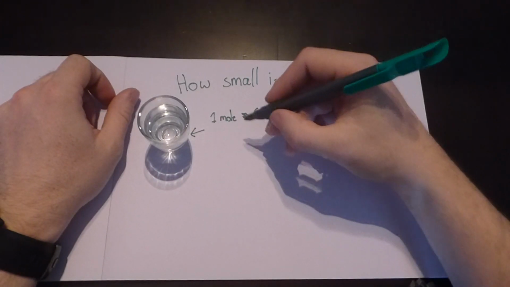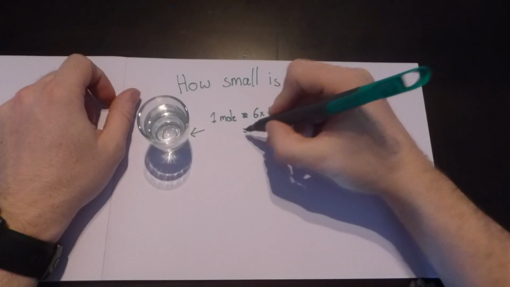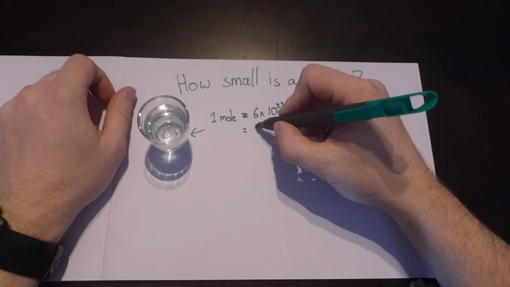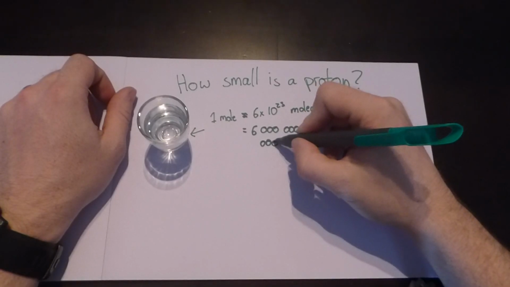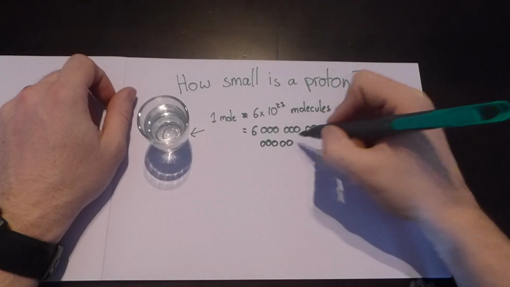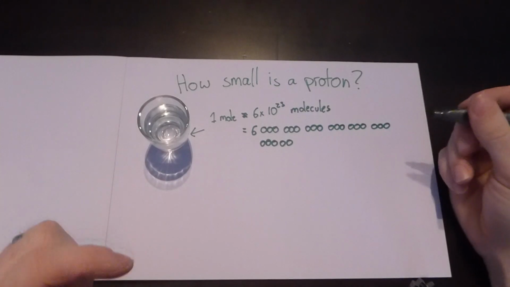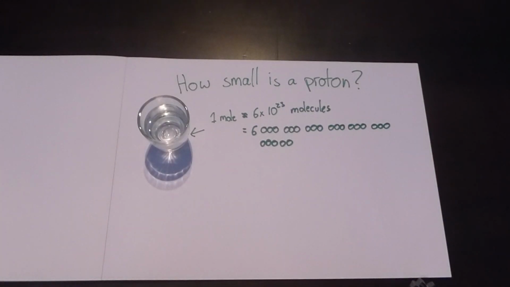So what does 6 times 10 to the 23 mean? Well, it's a 6 followed by 23 zeros. So that's 6, 0, 0, 0, 0, 0, 0, 0 molecules.